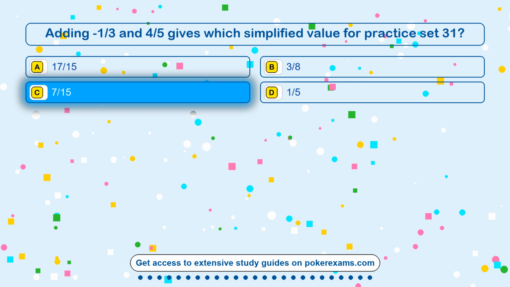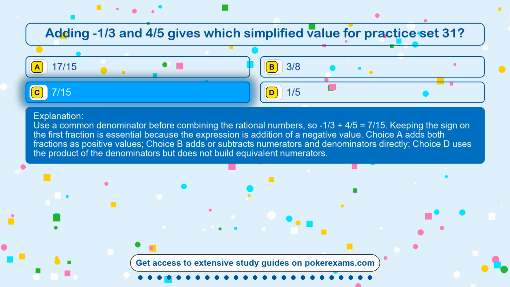7/15. Use a common denominator before combining the rational numbers, so -1/3 plus 4/5 equals 7/15. Keeping the sign on the first fraction is essential because the expression is addition of a negative value. Choice A adds both fractions as positive values, choice B adds or subtracts numerators and denominators directly, choice D uses the product of the denominators but does not build equivalent numerators.